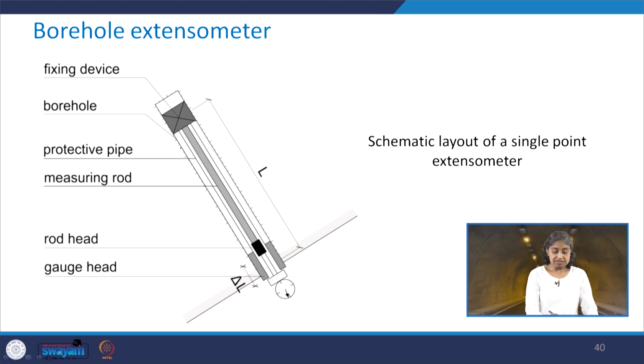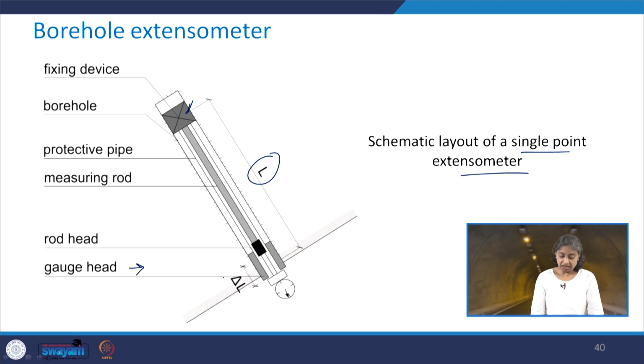See here, this is the borehole that one needs to have for installation of the single point extensometer. This is the fixing device. I mentioned to you that every borehole extensometer will have one known length up to which it will be installed, and then you have a measuring rod. This is the rod head, and you have the gauge head. Here you will be able to get this delta L.